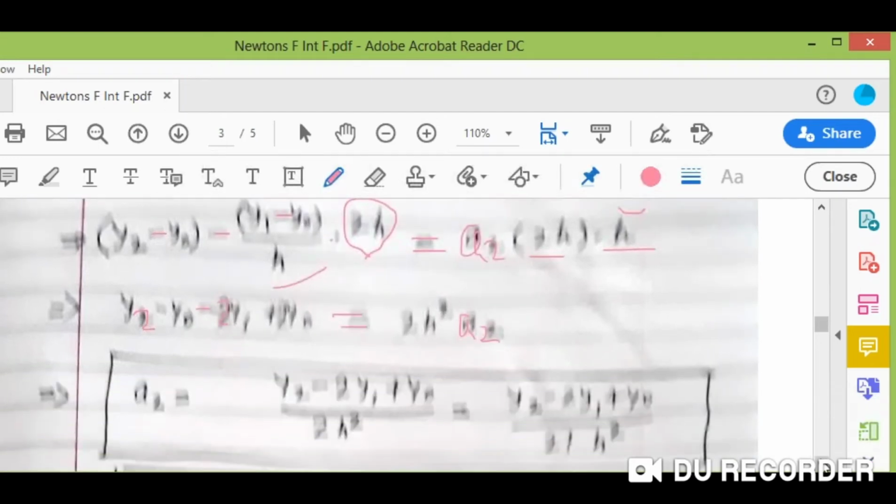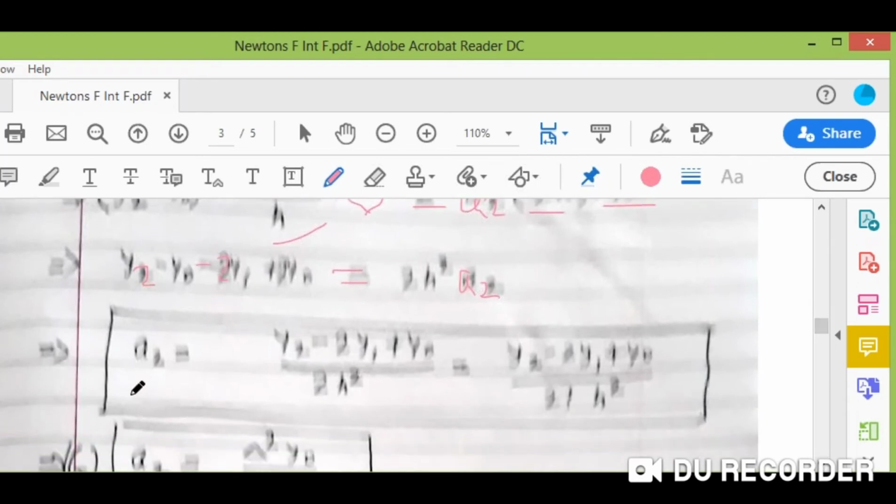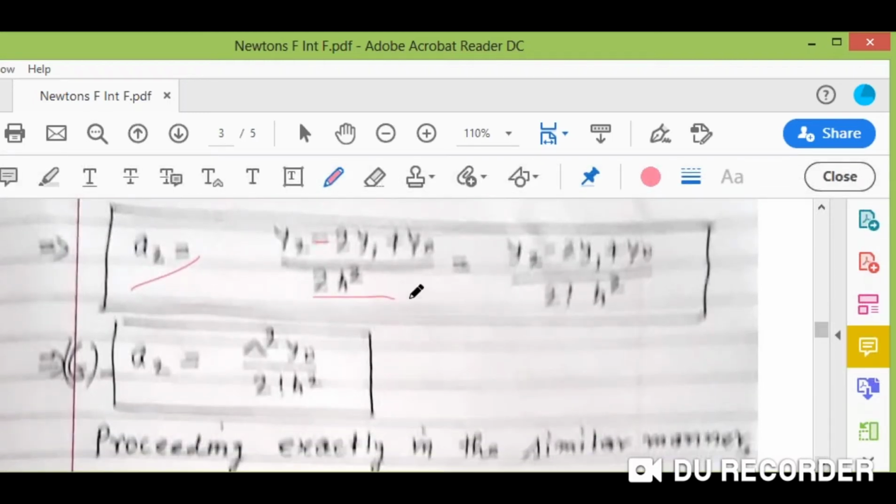Ultimately, I'm showing you what we are going to have in a similar way. A2 is equal to y2 minus 2y1 plus y0 upon 2h square. So this is a very popular formula, if you remember. In case of difference, we have seen the difference operator: this is delta square y0 upon factorial 2 h square. This is the value of A2.